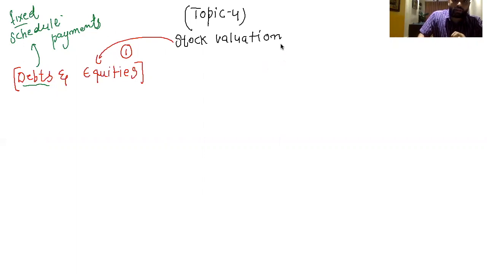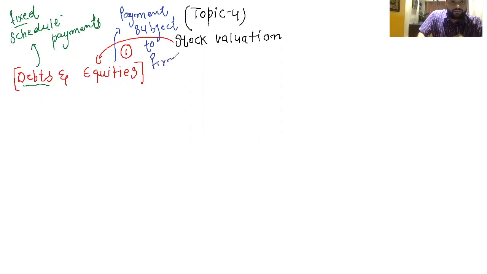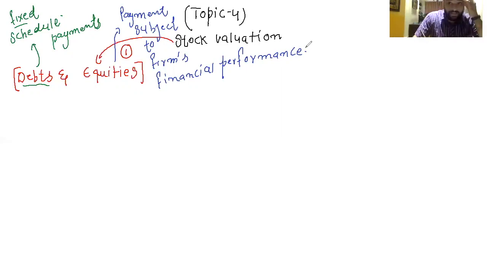And equity basically are payments which are subject to the firm's financial performance, right? Firm financial performance means whatever payments relate to the equity, like dividend, which is the best example. So the company pays dividends as per the firm performance.